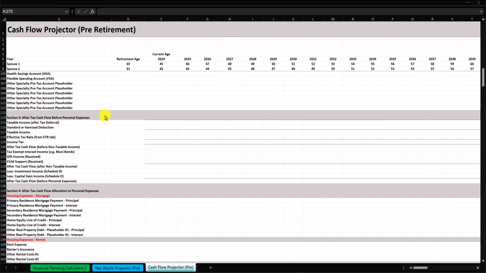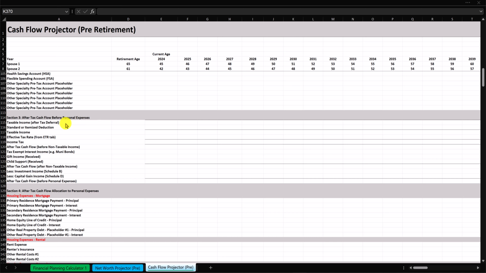Okay, now we're going to move on to section number 3 here, and this is where we're actually going to calculate our tax, but more specifically, we're going to determine our after-tax cash flow before considering personal expenses. Now, this is going to make a lot more sense when we come back here and actually throw some numbers in here so we can see the calculations. So for the moment, as we're just setting up the structure of the calculator, let's just run through the line items real quick, and then we'll come back with some numbers and finish this out.